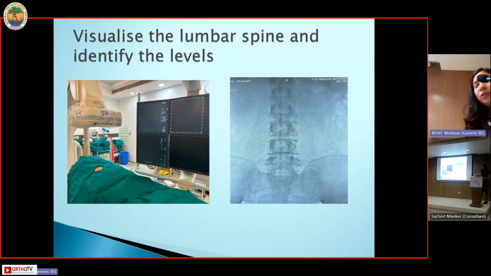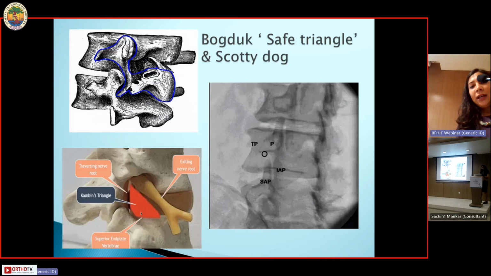Firstly, when you have taken the patient on the table, you do a straight AP image of the spine. You match the level that you want to target with the MRI, and keep the MRI films in the room, and you match the target level which you are looking at. Then we meet our friend, the Scotty dog, and we do an oblique image, 15 to 20 degree oblique, and you need to square the vertebra here. So we look at the Scotty dog. We all know this from our medical college days.